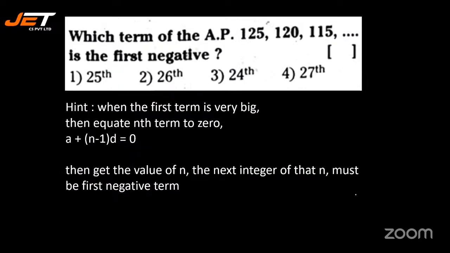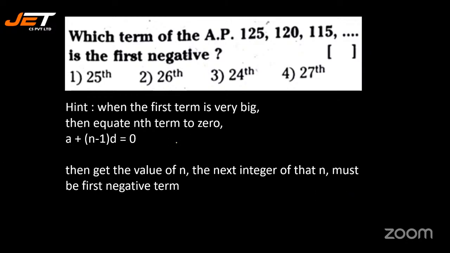Which term of the AP 125, 120, 115, and so on is the first negative? So when the first term is very big, equate the nth term to 0, meaning a plus n minus 1 into d is 0. Then get the value of n. The next integer after that n must be the first negative.